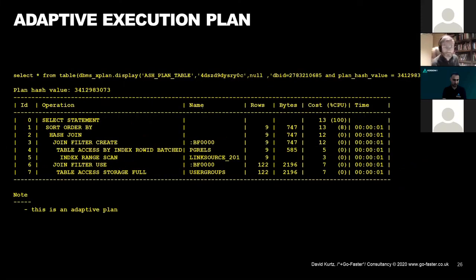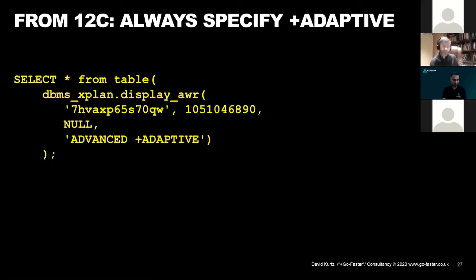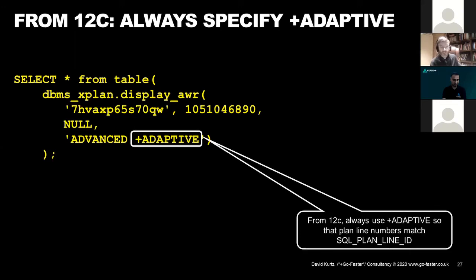So this is the plan. Note it's got 7 lines. And there's a note at the bottom that says this is an adaptive plan. Great. But I can't see what the plan that it discarded was. What's the other half? Well, I'm going to run DBMS_XPLAN with the adaptive plan option. And one of the effects of this is that now the SQL plan line ID in the ASH data will match the line numbers in my profile of the ASH data.